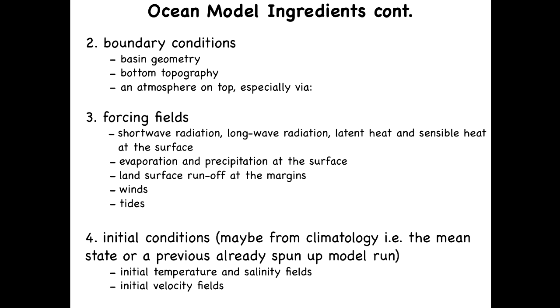And the initial condition could be something we've assimilated. It could be something from climatology. It could be something from another model or another simulation. In fact, when I initialise my model, I'll usually give it zero velocity and I'll just give it the temperature and salinity and I'll allow it to spin up from there. And with all those things in place, we can, in principle, solve for our ocean model.